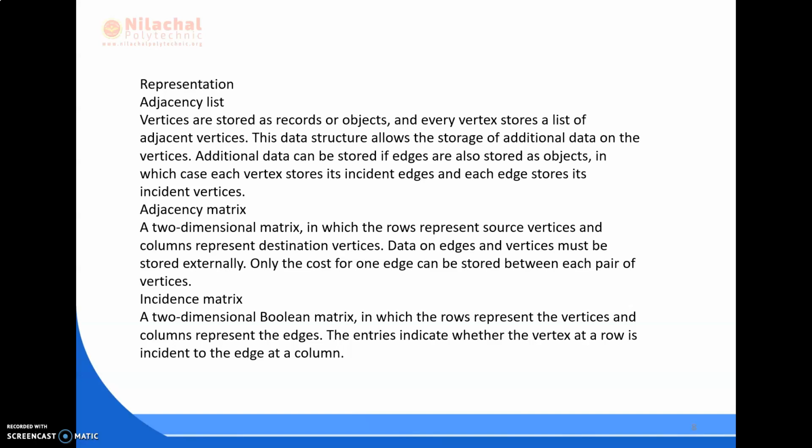At the last, we have the incidence matrix, a two-dimensional Boolean matrix in which the rows represent the vertices and the columns represent the edges. The entries indicate whether the vertex at a row is incident to the edge at a column.